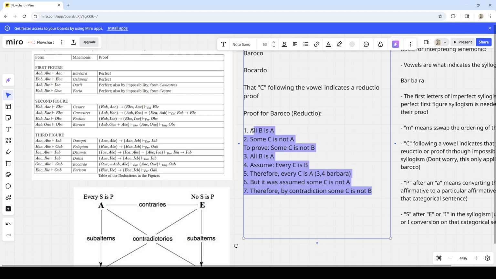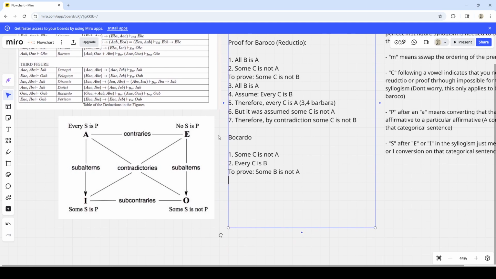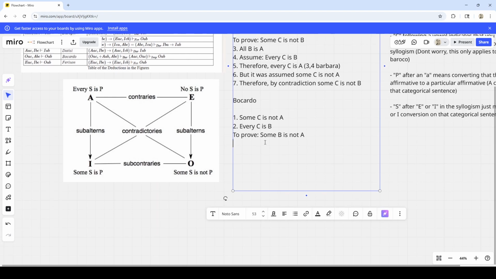Alright, so the last proof I will do will be Bocardo, which is also going to be reduced via Barbara. So Bocardo simply goes like this. Some C is not A. But every C is B, and we want to prove the conclusion that some B is not A. So obviously this is an O mood for this categorical sentence.